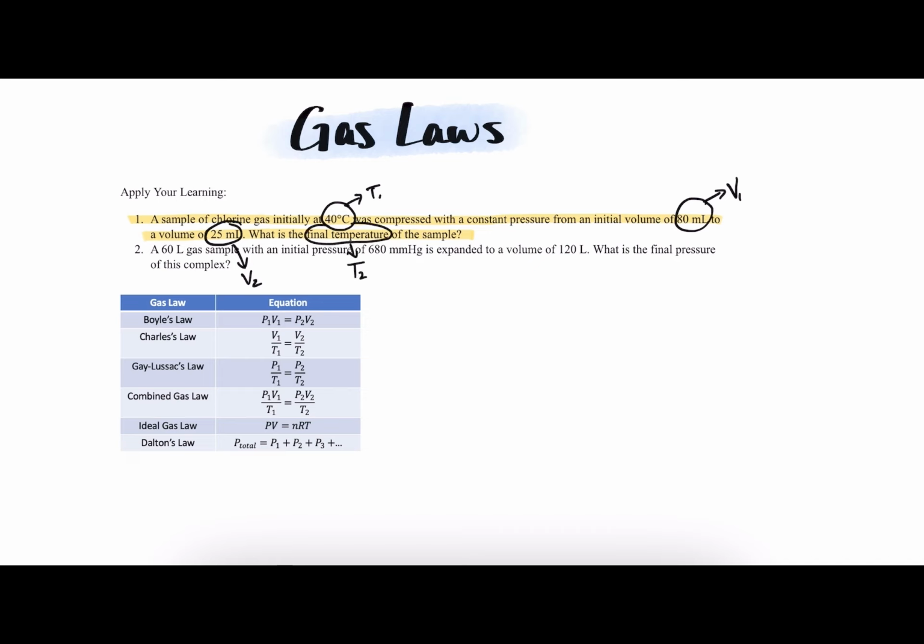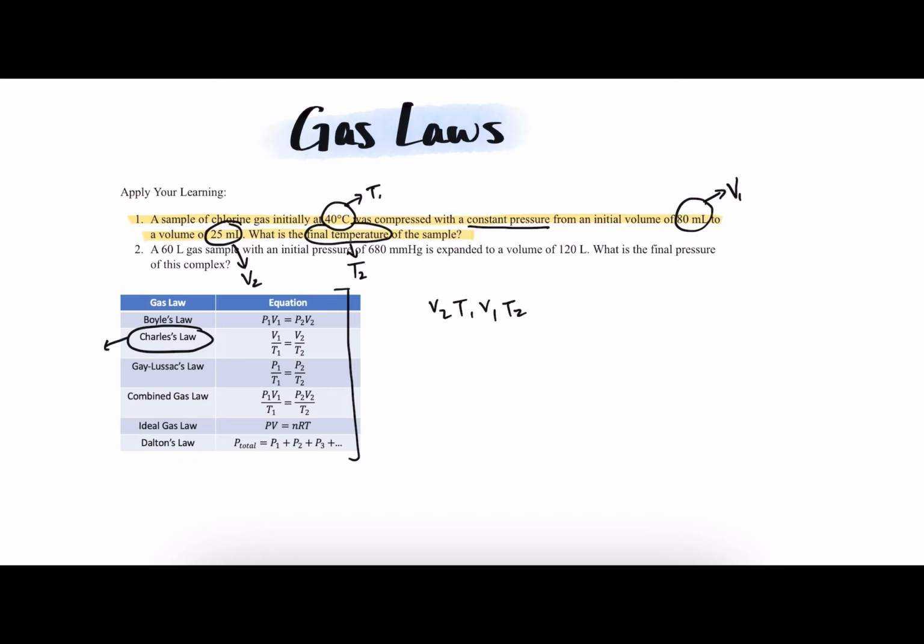The reason why I'm not labeling the pressure is because it's constant from start to finish. This means that it's not going to affect our gas in this situation, and so we can leave it out of our problem solving. So looking at our available variables, we have V2, T1, V1, and T2. And when we look at our available equations, we can see that the best fit for these variables would be Charles's law, which relates volume and temperature.